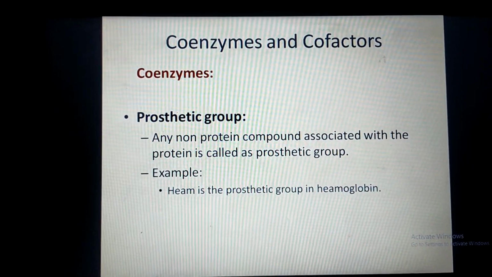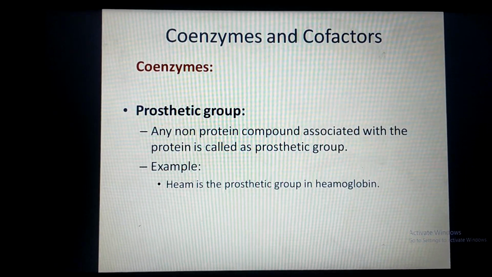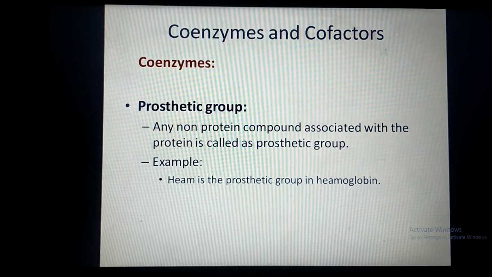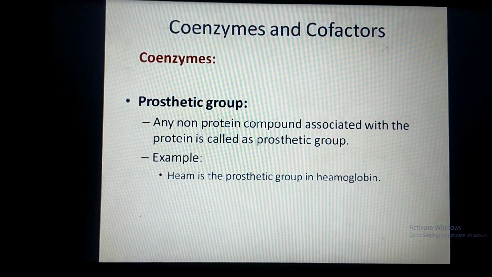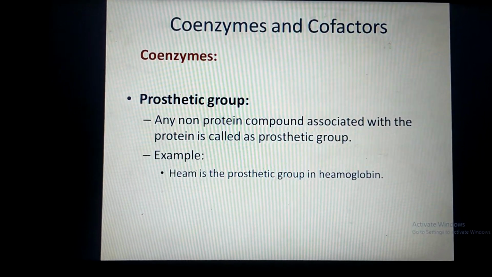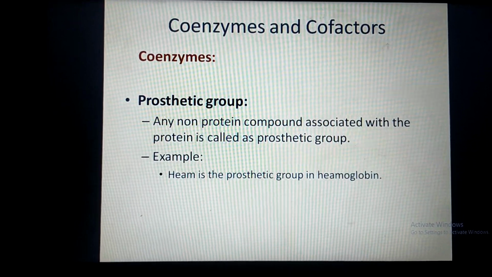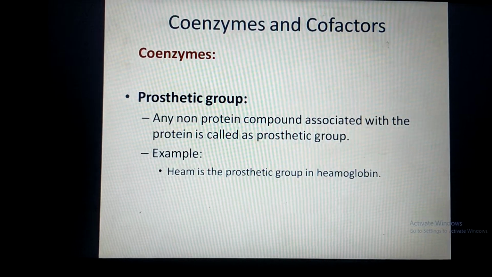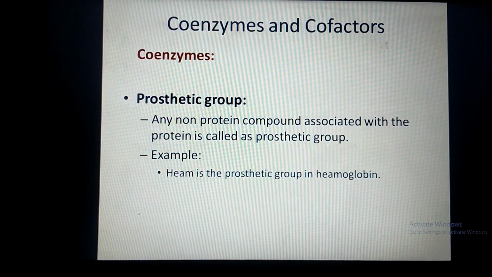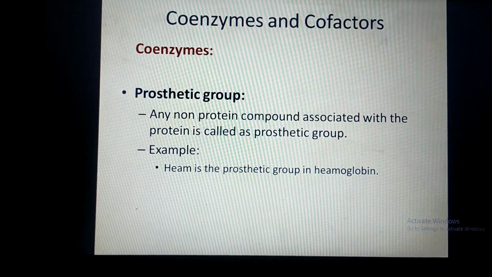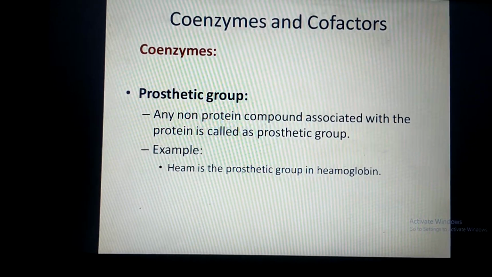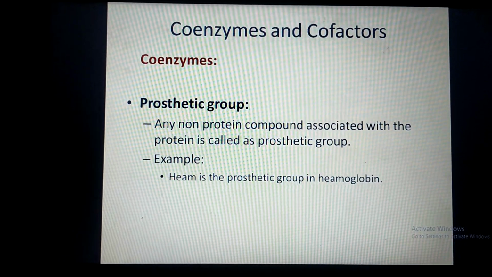These prosthetic groups may be coenzymes. When a prosthetic group is associated with an enzyme protein, then we call it a coenzyme. So all coenzymes are prosthetic groups, but all prosthetic groups are not coenzymes. Prosthetic group simply means a non-protein part associated with any protein molecule.